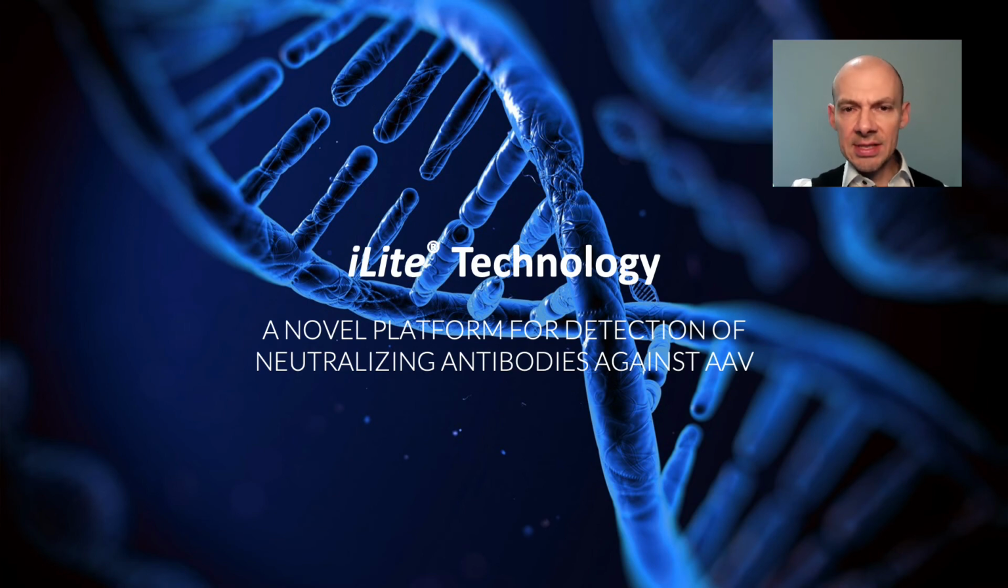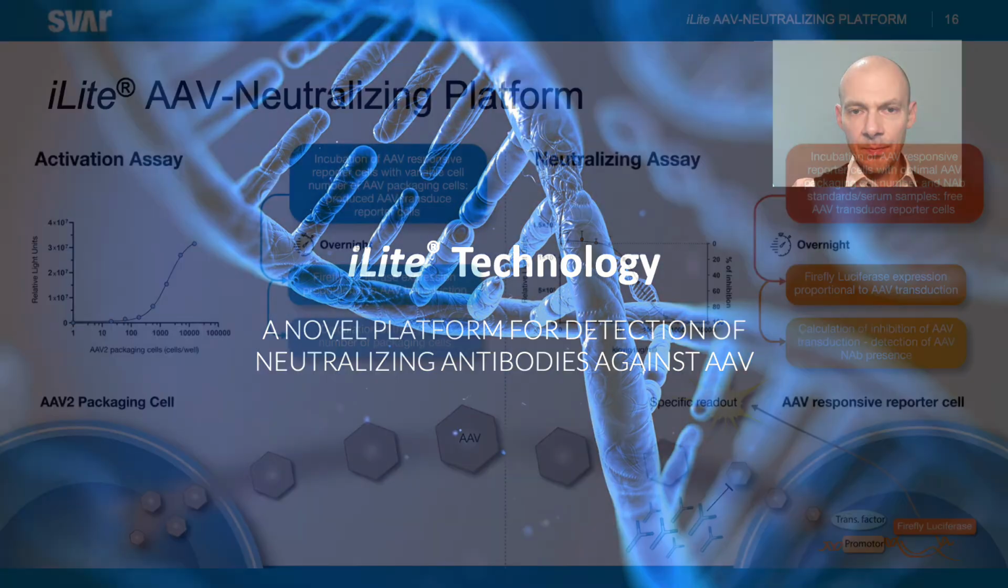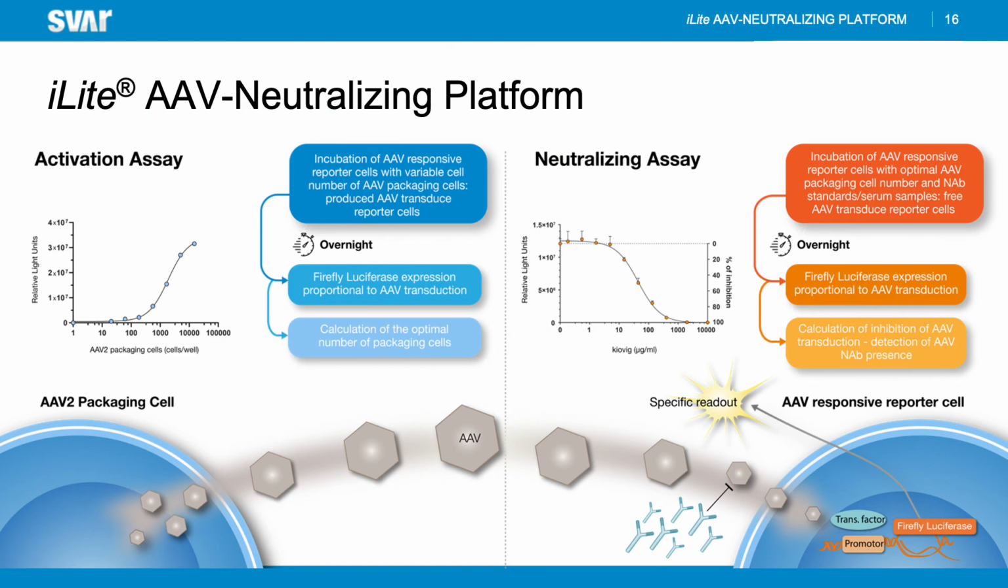We have now taken this technology and we have developed a novel two-cell line platform for serotype-specific detection of neutralizing antibodies against AAV. Here is a general overview on how the system works. We have developed the system for AAV2 first, however, the modular system also allows for additional serotypes.